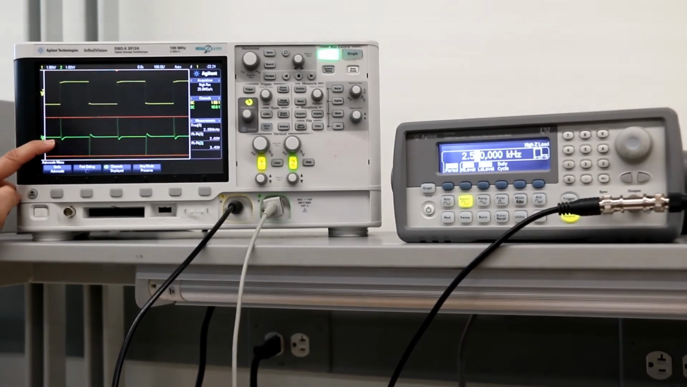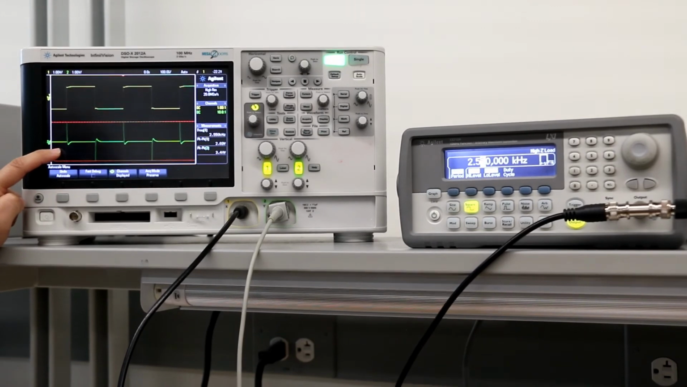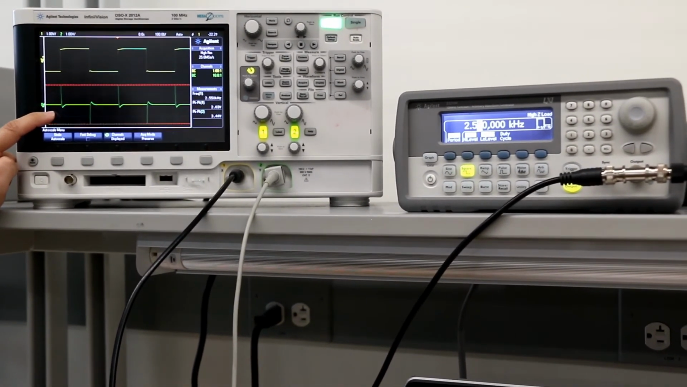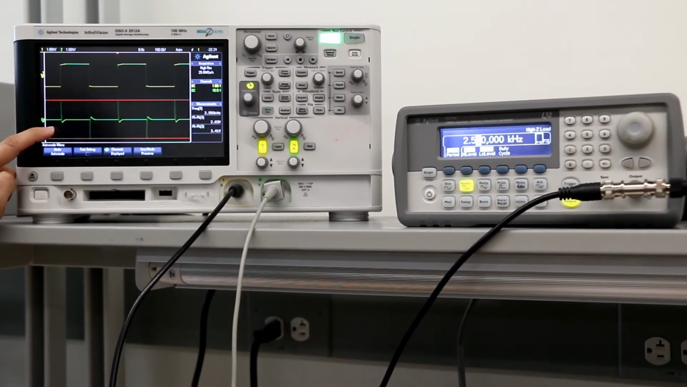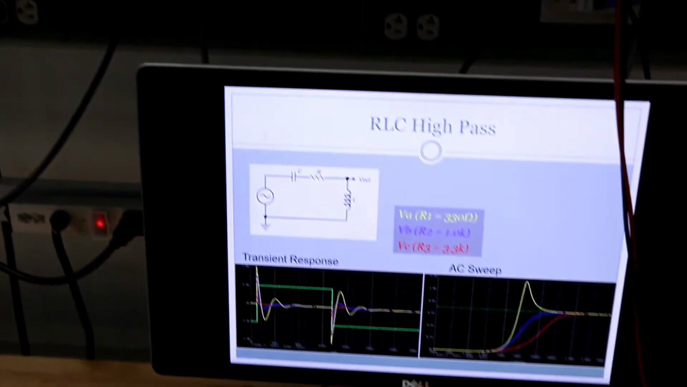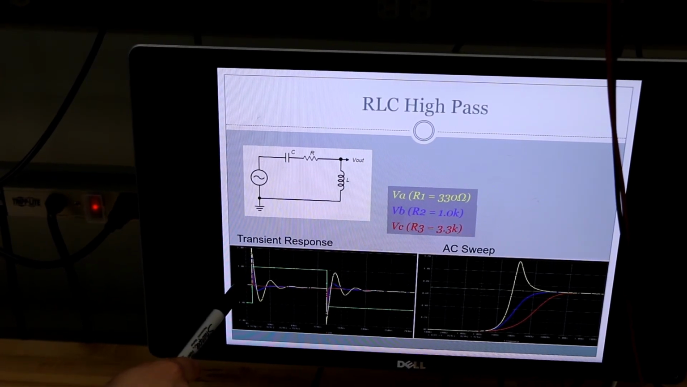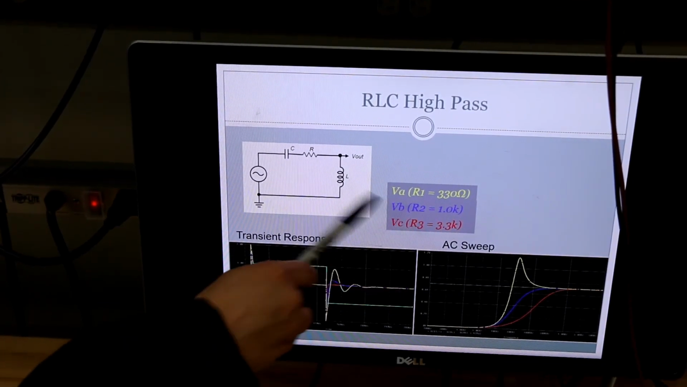Here is the response. It matches the purple waveform here. So it's the same as the previous waveform, but it's narrower than the previous one. The purple one, the critically damped.